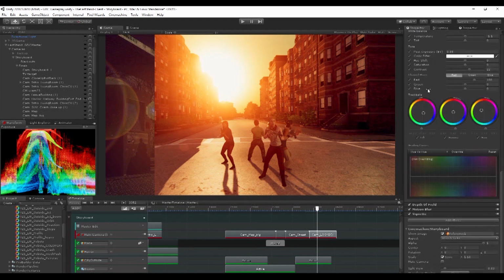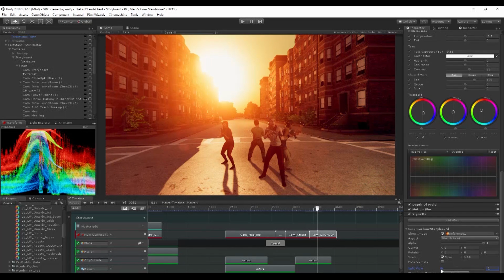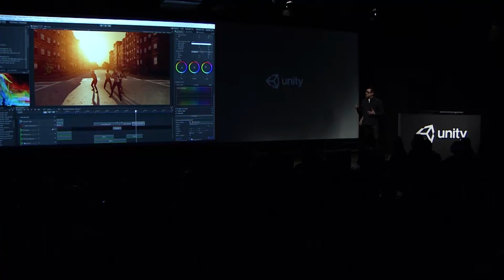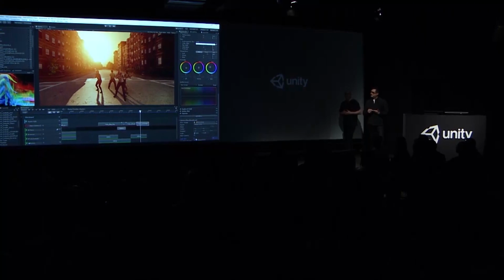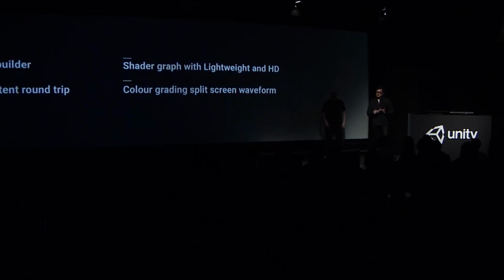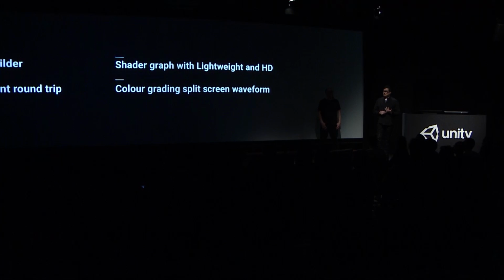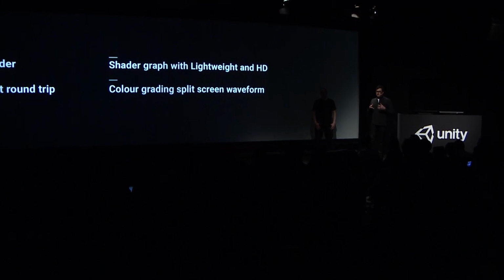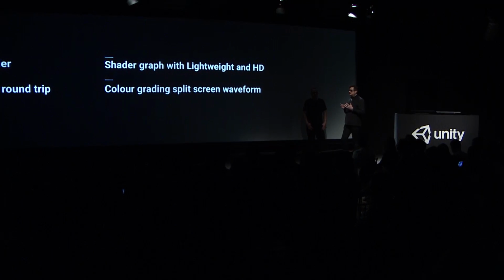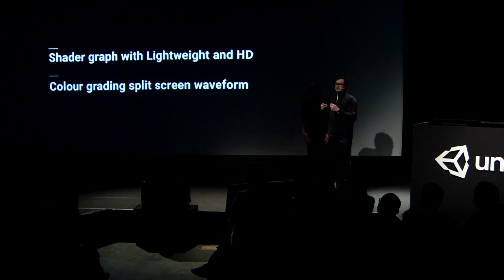So I want to tie all this together. This is lightweight. This is a beautiful renderer which works on the most platforms that are out there. And look at the features we talked about today. We've got Storyboard, ProBuilder, the DCC round trip, the shader graph, and then the color grading. Any of these tools individually is powerful, but together, you can align your game with your vision. You've got everything together, and all of this is in Unity 2018.1.